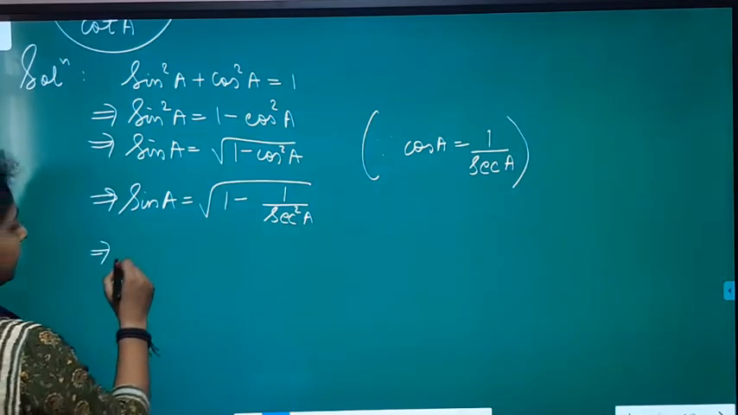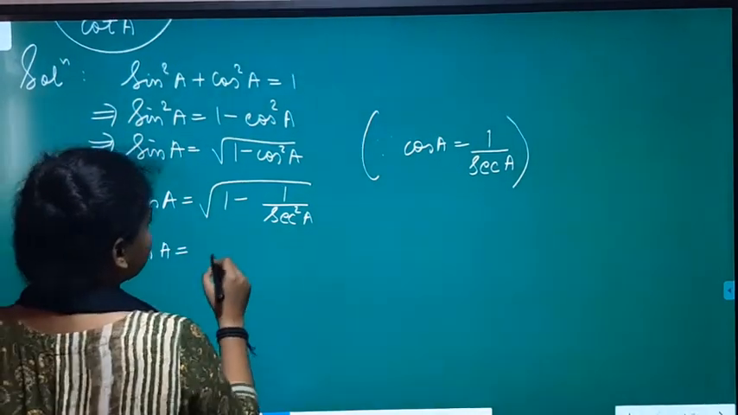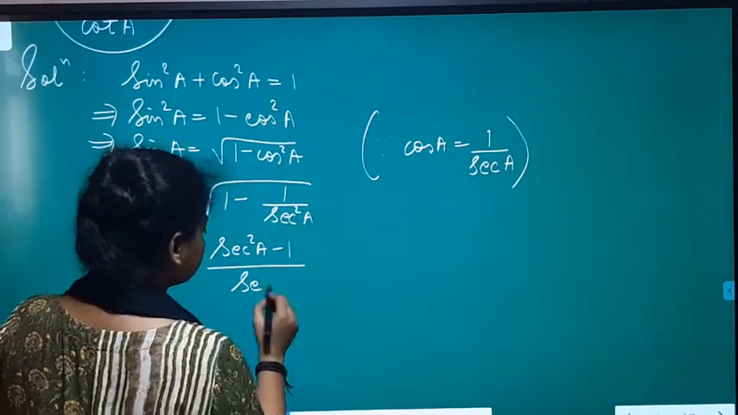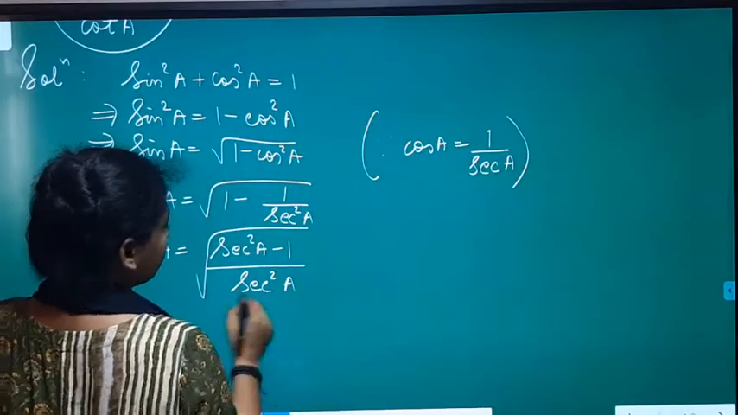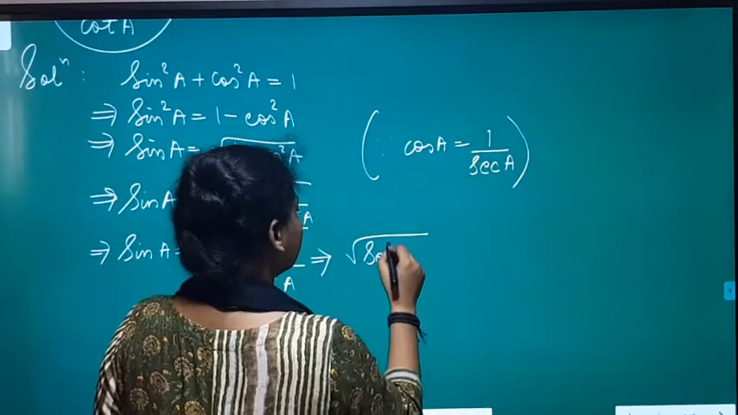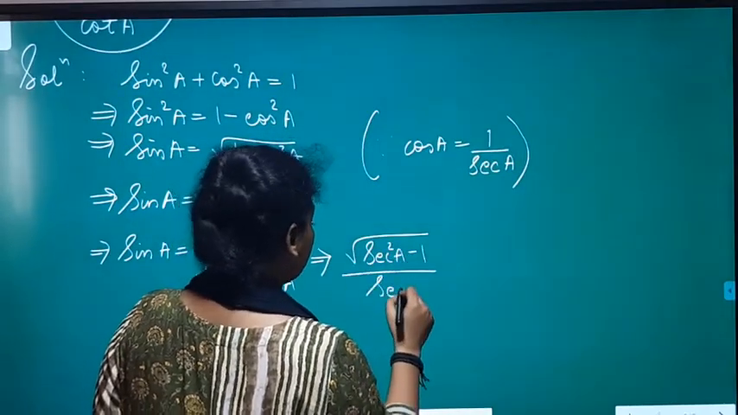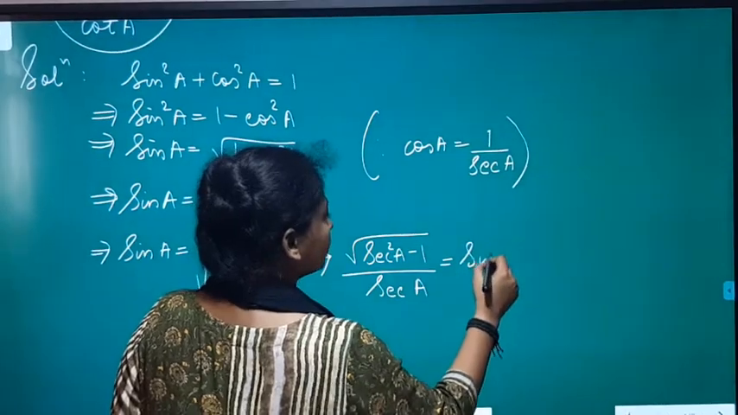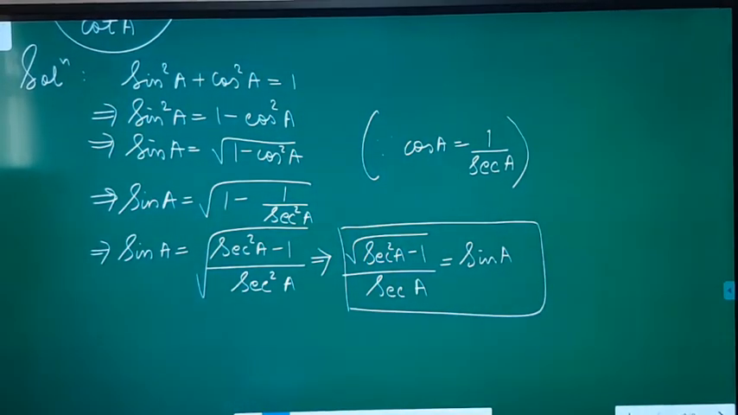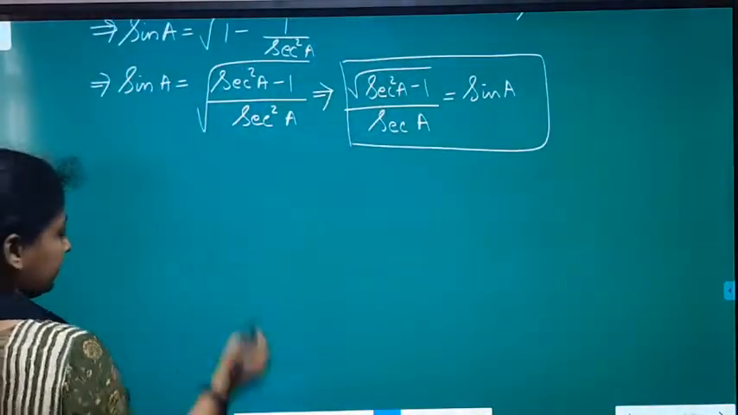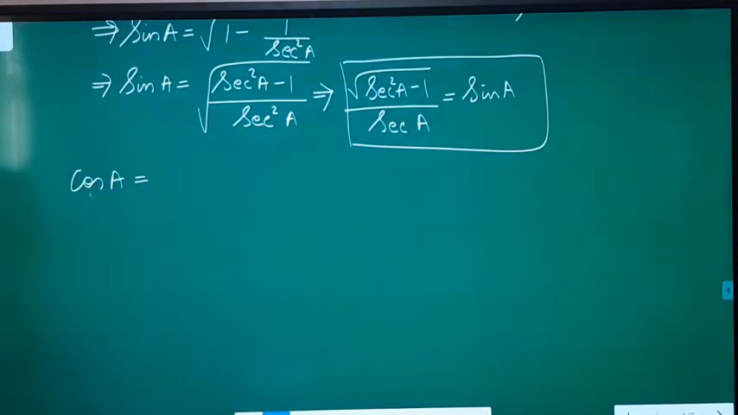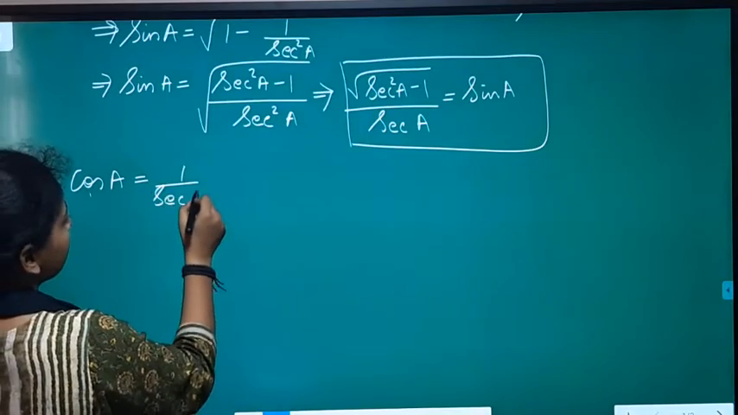Let's take the LCM and simplify it further. So this becomes, we can take this sec square A outside of the root. So we will be left with the value under root sec square A minus 1 upon sec A equals to sin A. So we have expressed sin A in terms of sec A. Next we have to express cos A in terms of sec A. This is pretty simple again. We know the reciprocal of cos is sec. So cos A is equals to 1 upon sec A.